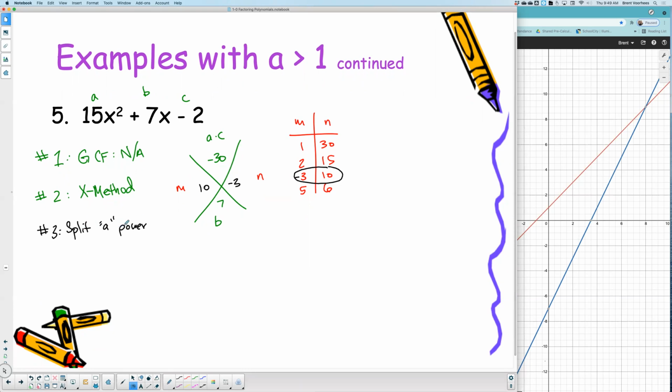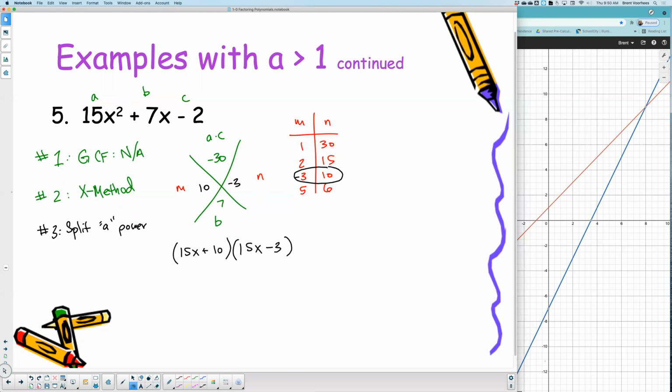Split the A power. Okay, so we're splitting the A term, 15x squared's power. So what does that mean? What do I need to write in the front of this parenthesis? 15x, that's right. So both factors are going to begin with 15x. We know they're not both going to end that way because A is greater than 1. So here I have a plus 10. Here I have a minus 3.